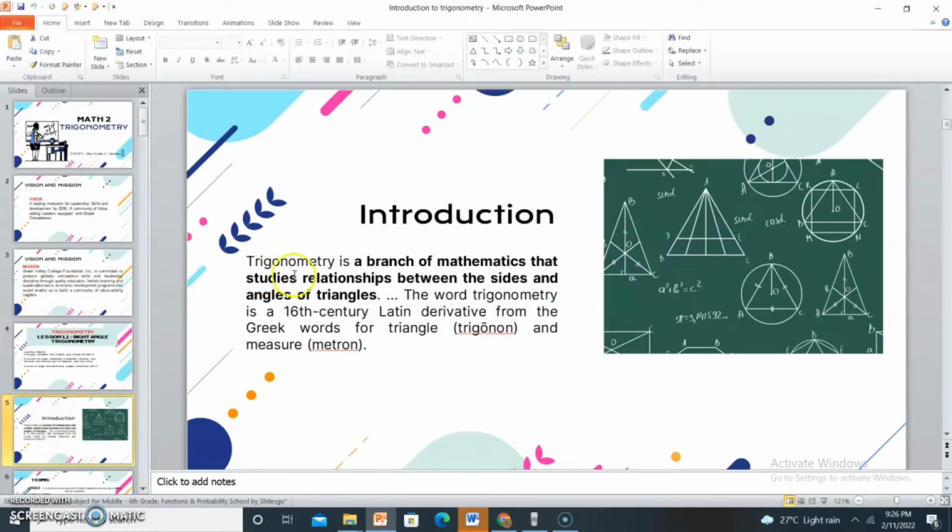So trigonometry is a branch of mathematics that studies the relationship between the sides and angles of triangles. The word trigonometry, in 16th century Latin, is derived from the Greek words trigonon, which means triangle, and metron, which means measure.